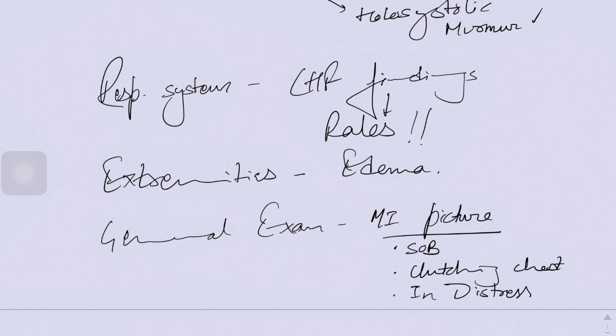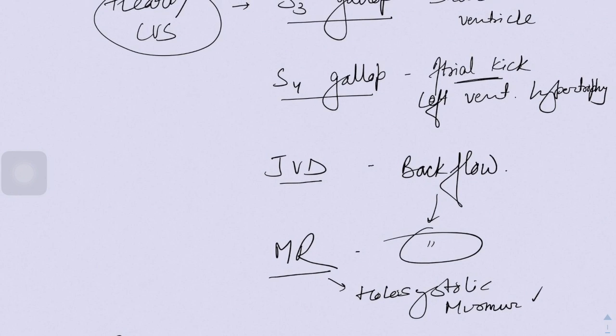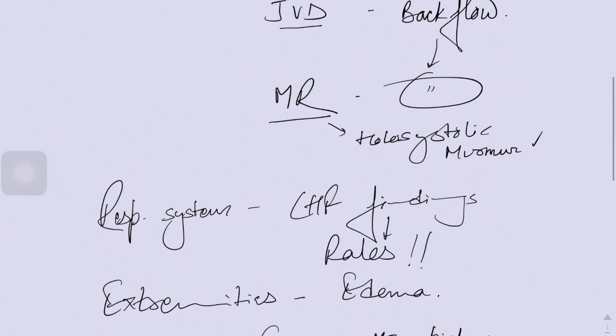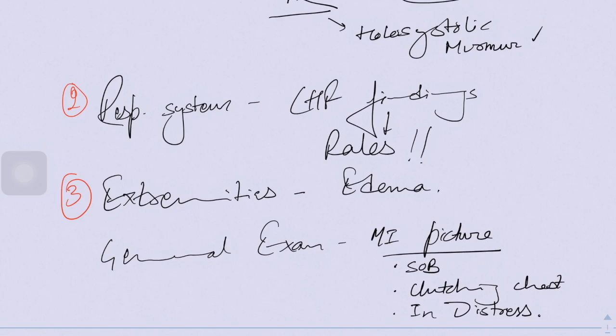Alright guys, so that concludes the examination of the four systems. First is your heart, the CVS. Second is the respiratory system, then the extremities, and lastly, the general exam.